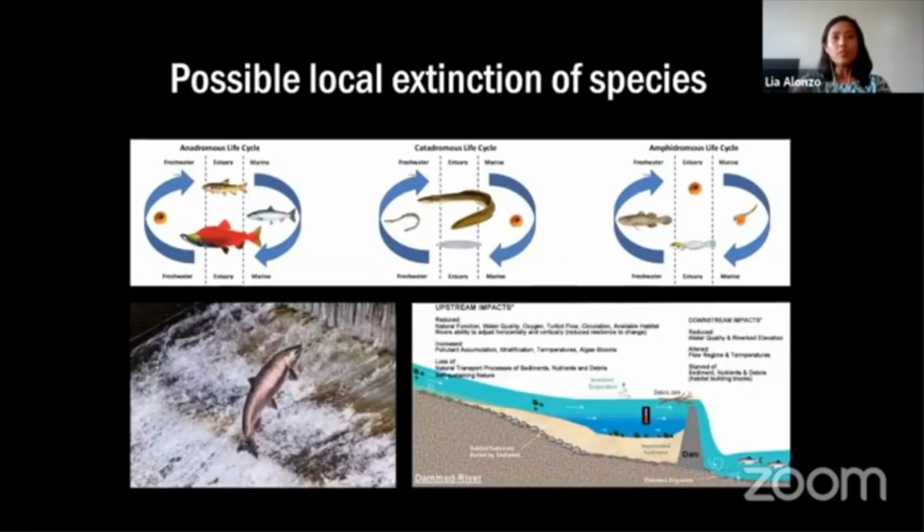Possible local extinctions of different species could also occur, especially migratory fish, wherein the lifespan encompasses the freshwater down to the marine ecosystems. Some fish, such as salmon, lay their eggs in the freshwater and travel down to the marine ecosystem, wherein they spend their adulthood and then go back to the freshwater to spawn again. With the dam disrupting their migration, their actual lives are at stake.